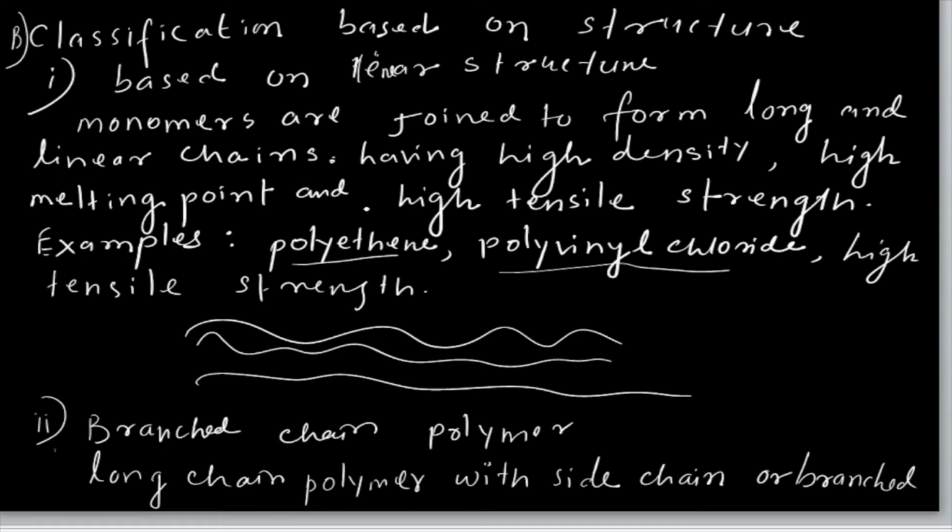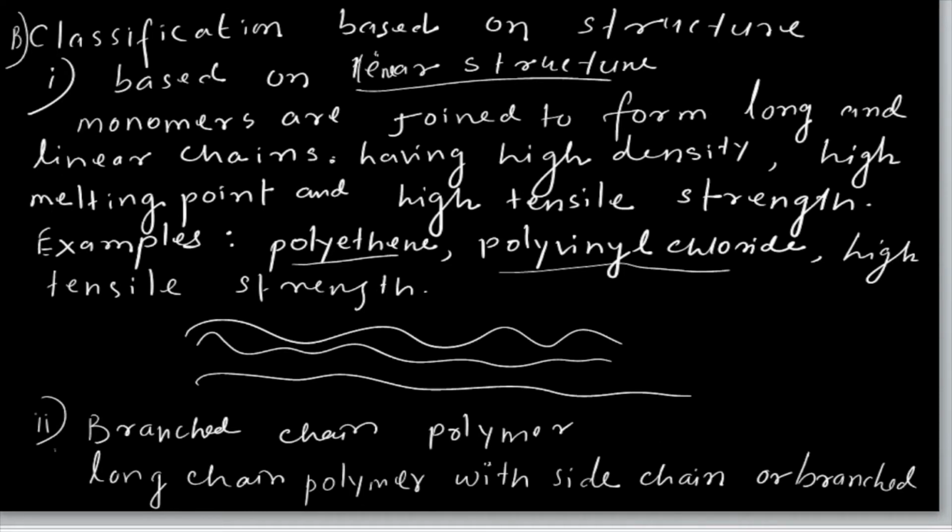Then come to branch chain polymer. Linear means straight chain and branch means having some branches. Long chain polymers with side chain or branch chain. What do you mean by side chain or branch chain? In linear structure, it is only a simple long chain. But in a branch chain polymer, surely there should be some side chain.